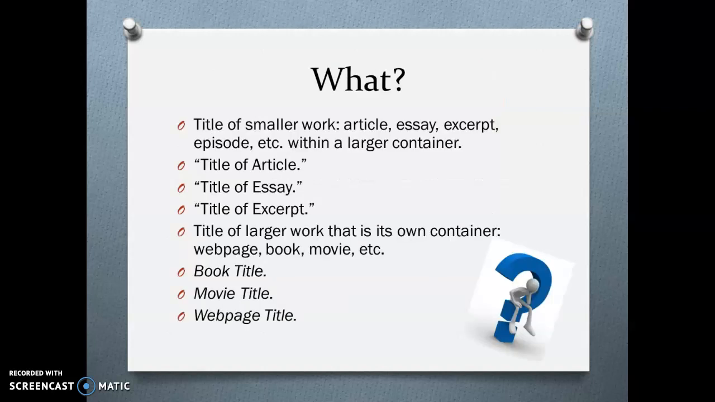Next is what did they write? It can come in two different forms. A smaller work, such as an article, an essay, an excerpt, an episode, something that's smaller within a larger container. So the title of an article, the title of an essay, the title of an excerpt, these have quotation marks around them to show us that they are the title. If it's the larger work that is its own container, such as a book title, a movie title, a web page, these get italicized but no quotes.